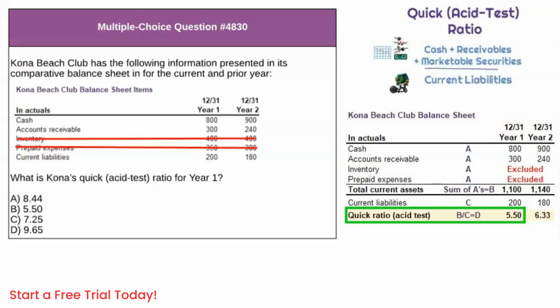And that means they have 5 times as many current assets as they do current liabilities. So yeah, it doesn't seem like they're going to have a problem paying their short-term liabilities. So the correct answer for this question is 5.5.